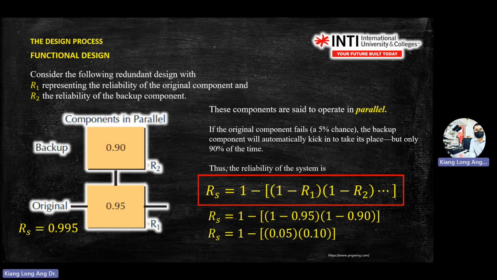You see how the reliability increases. If you have a backup, it increases to 99% already because you have a backup system. It means that even if this thing fails, you have something to replace it. You get a second chance of using it.